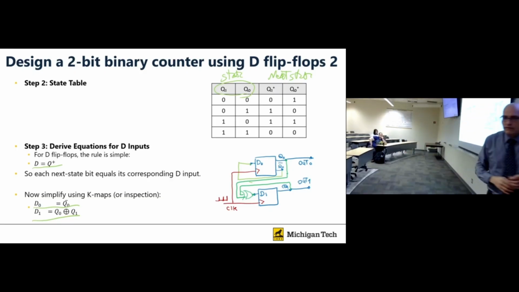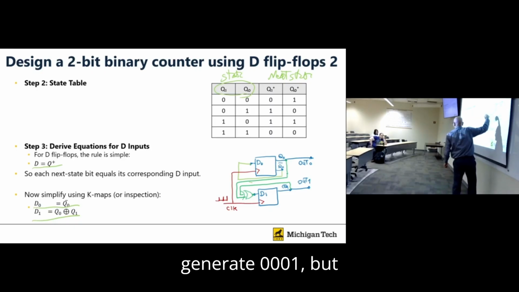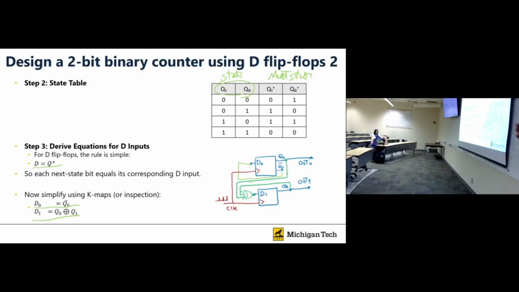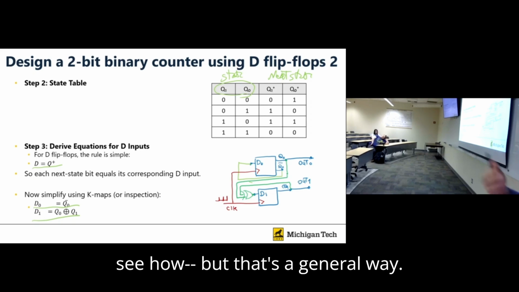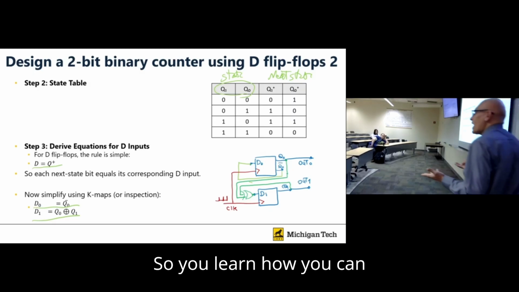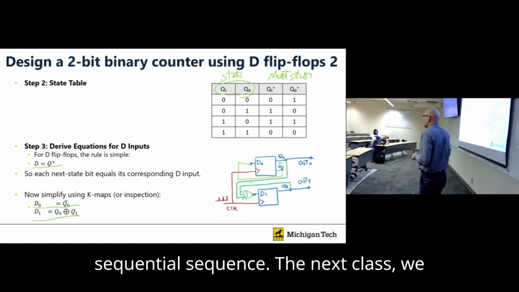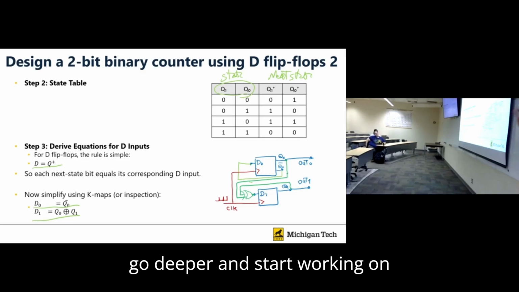This cascading flip-flops. We can test that too. If you test it, if you start going clock, you can see that it's going to generate 0, 0, 0, 1. But this is not timed. Next class, we can go more advanced and see how. But that's the general way. So you learn how you can systematically design sequential circuits. Next class, we can see more examples. Don't worry. But go deeper and start working on that to understand.